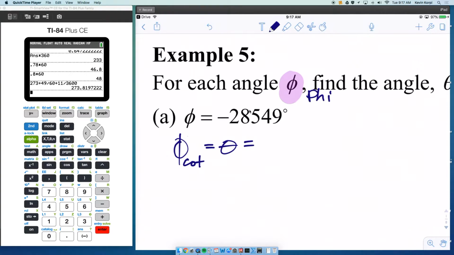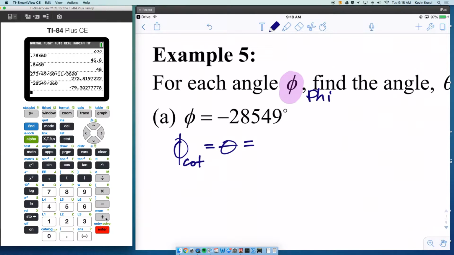All right, so how are we going to do that? That's a huge negative angle. We can do one of two things, right? We can either type in negative 28,549, and keep adding 360 repeatedly until we get one between 0 and 360, or we can do it the more efficient way, which is to do what? Divide by 360, and that gives us the number of full rotations. 79 full rotations in the negative direction.